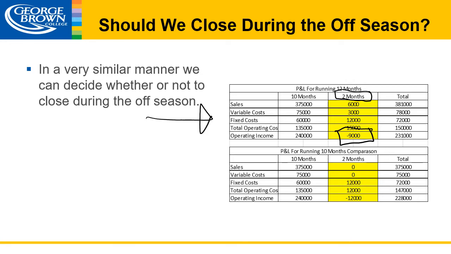If we closed and stayed closed during the off season with no sales, we still incur those fixed costs because they don't change. It's rent, right? We still have to pay rent. So we actually lose more. And as a result, staying open, right here, this is the total income for the 12 months, is more than closing for the 2 months.